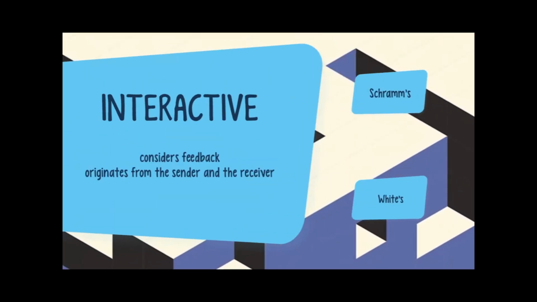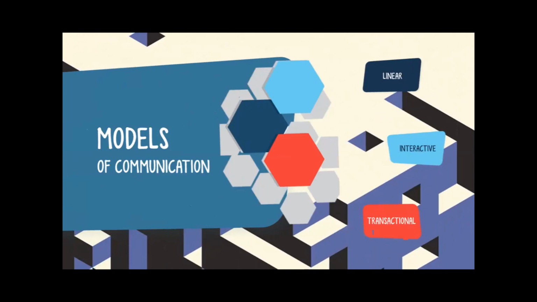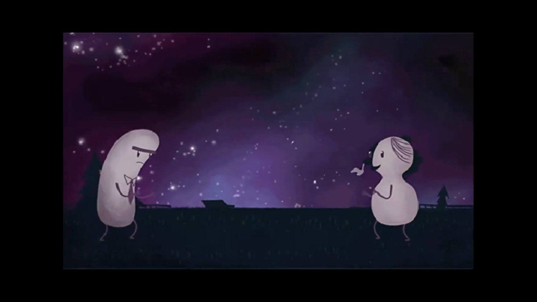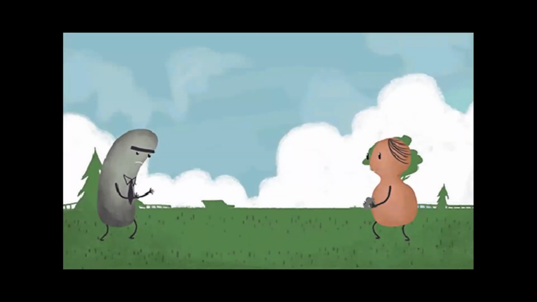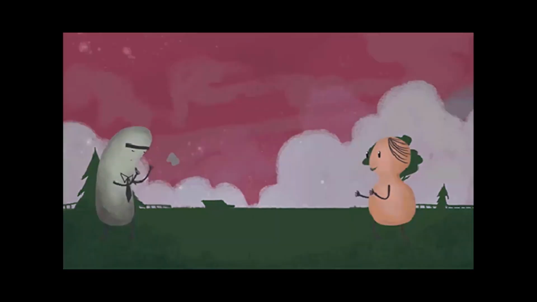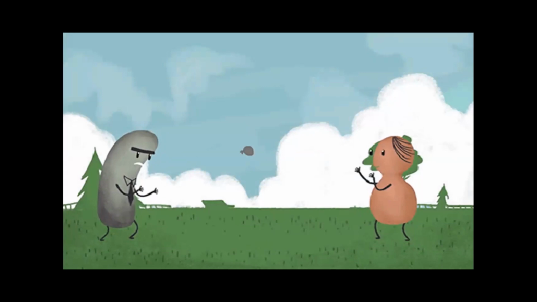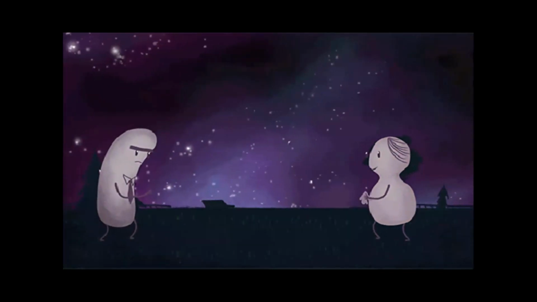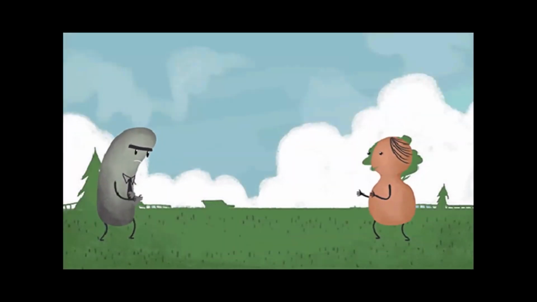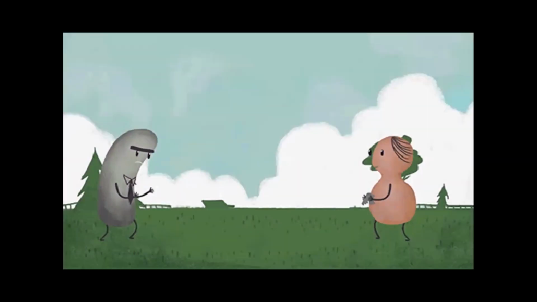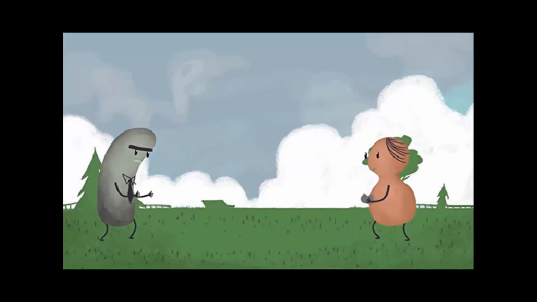Now let's move on to the third type of model, the transactional model. This model, developed in the 1970s by Dean Barnlund, shows communication as occurring continuously and simultaneously between or among people. It shows communication as a two-way process in which participants are constantly sending and receiving messages. According to Barnlund, people do not simply send and receive messages and send them back again in that order. Instead, they send and receive messages simultaneously and build shared meanings during the interaction.